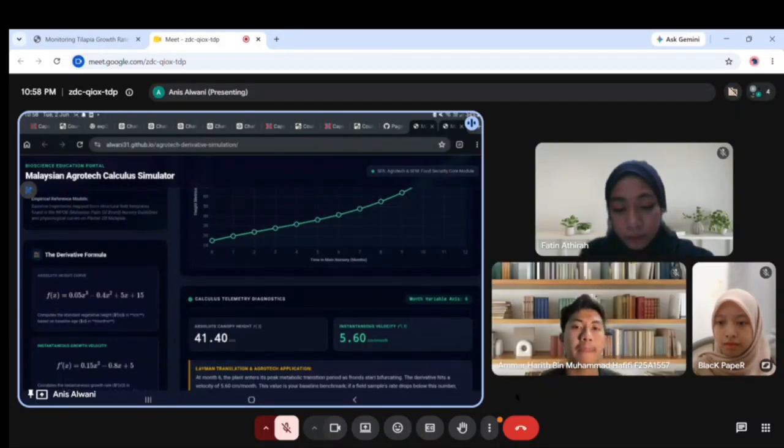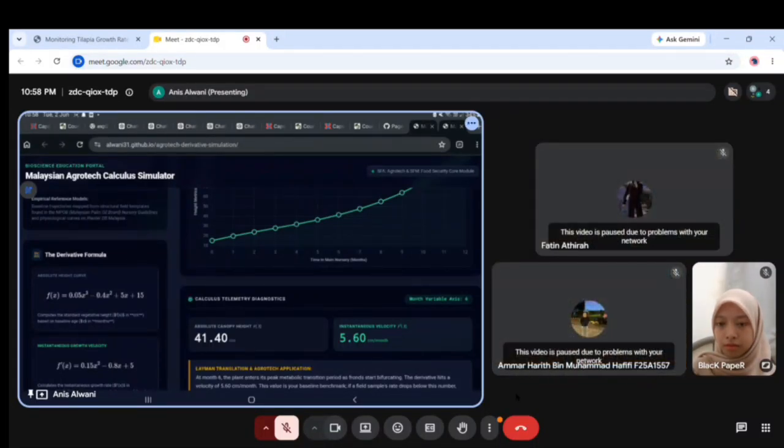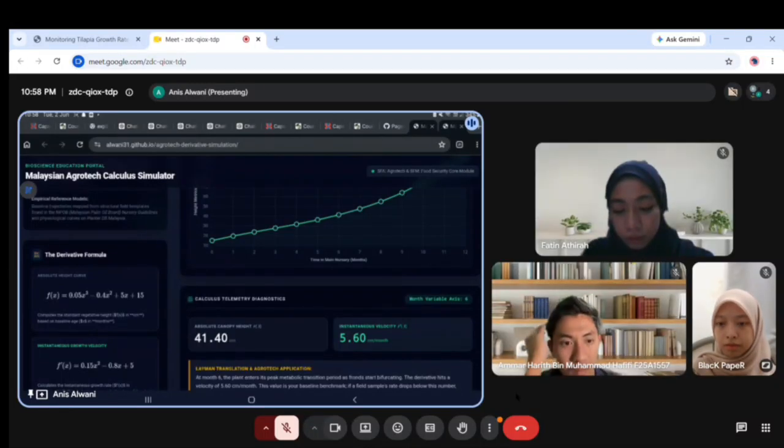So, the importance of the project is that the derivative simulation is important because it bridges the gap between practical mathematics and real-world agriculture applications. It enables students to understand how derivatives can be used to analyze and predict growth patterns, making mathematical concepts more meaningful and practical.